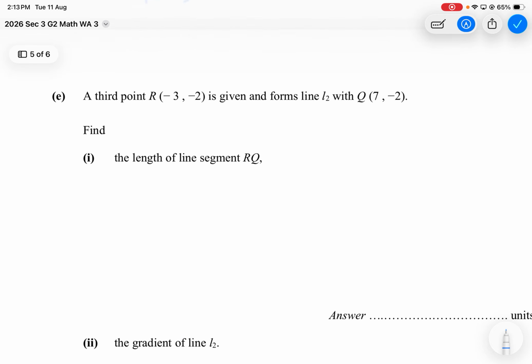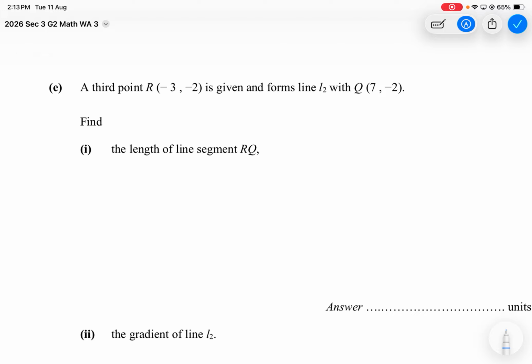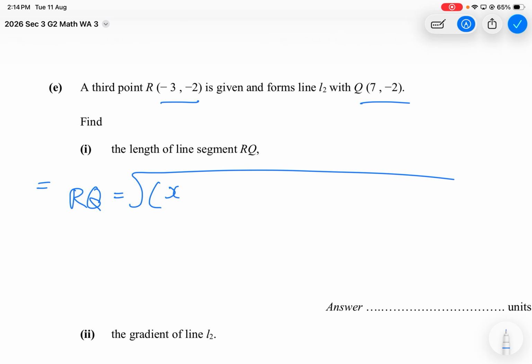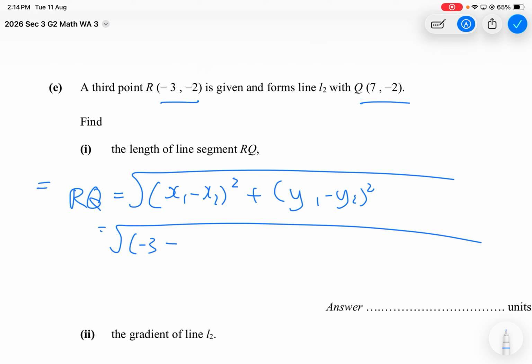Okay, part E. It is actually exactly the same again. Finding length of line segment. This time the coordinates are like that. So again, find the length segment is your Pythagoras theorem. Difference in x square plus difference in y square. Put in the numbers correctly, -7, -3.